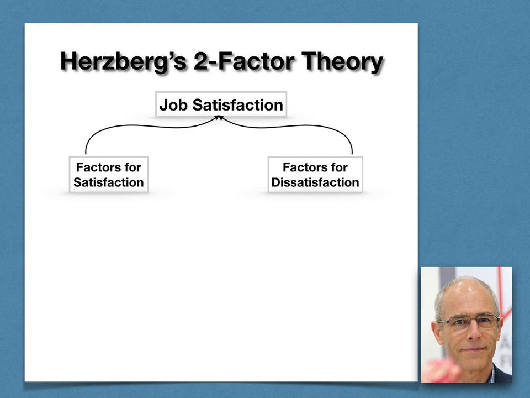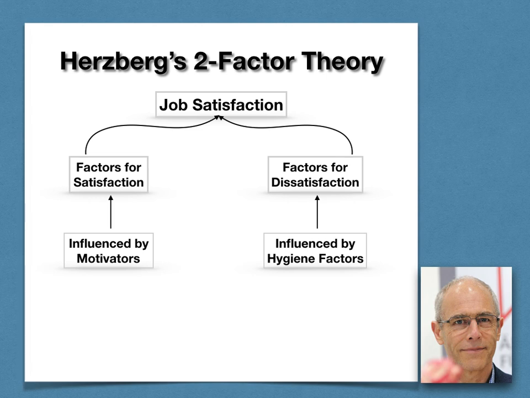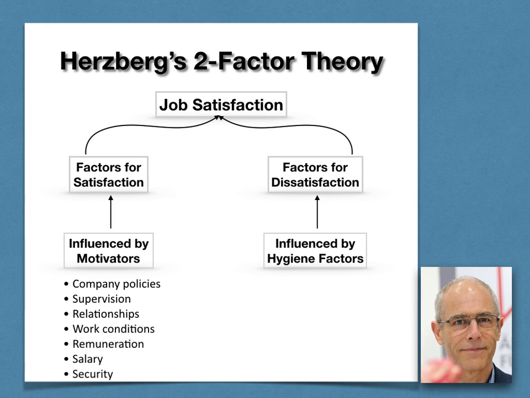The factors for satisfaction are influenced by motivators, which are also known as satisfiers. The factors for dissatisfaction are influenced by hygiene factors, which are also known as dissatisfiers. The presence of motivators causes employees to work harder. They are found within the actual job itself. These include company policies, supervision, relationships, work conditions, remuneration, salary, and security.